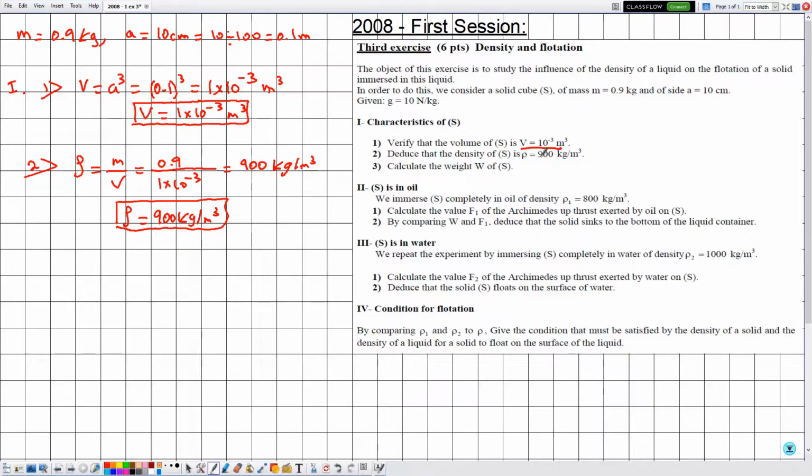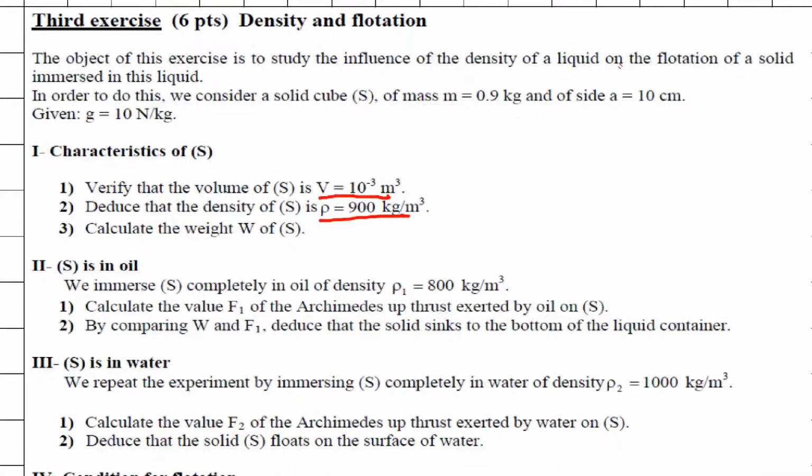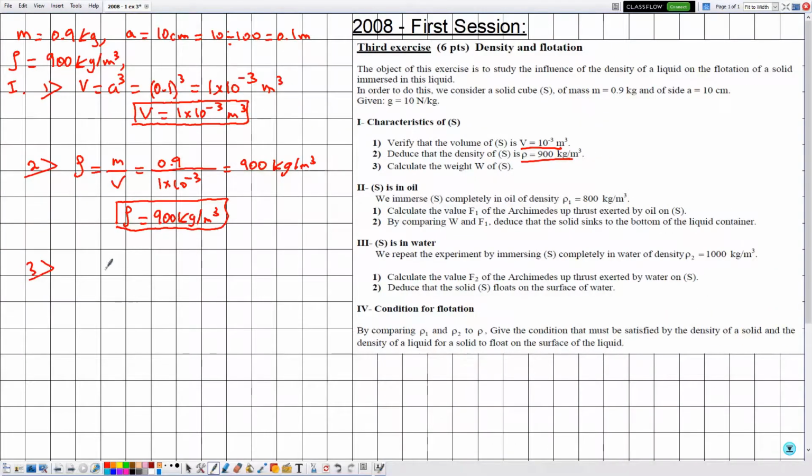So we have the volume, we have the density. Let me write here that the density is 900 kilogram per meter cube. Moreover, in number 3, they are telling me to calculate the weight of S. Here, because they mentioned the liquid, it's important to differentiate between two types of weight, the real weight and the apparent weight. Since they didn't mention anything about the apparent weight, we are concerned about the real weight. And by calculate the weight W of S, they are referring to the magnitude of the weight, which is given by W equal to m multiplied by g.